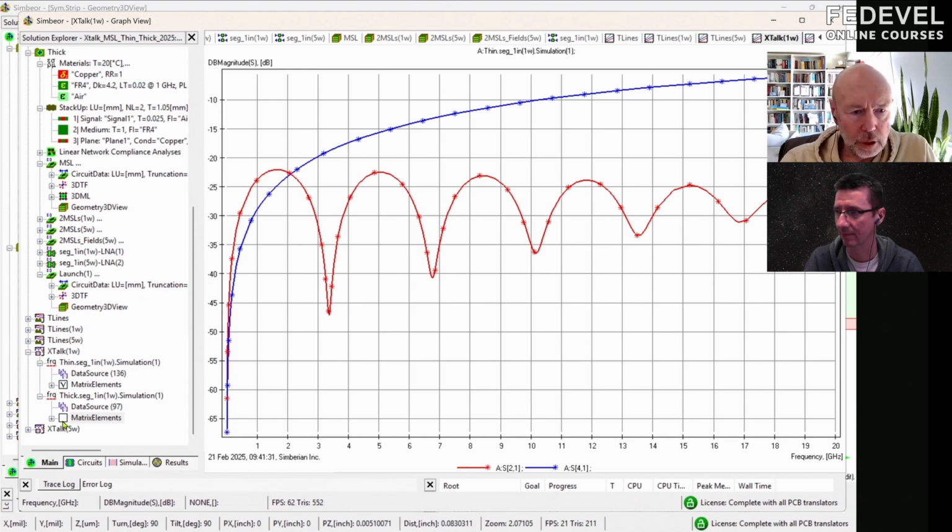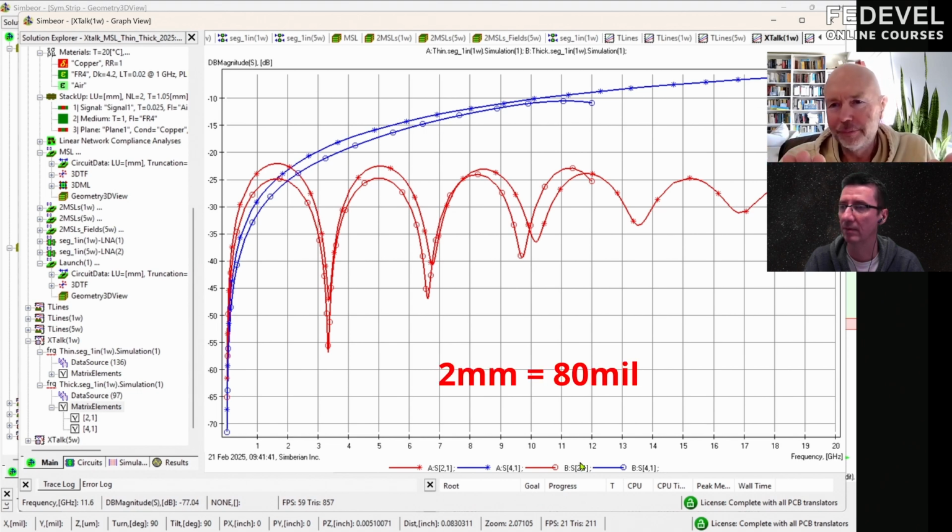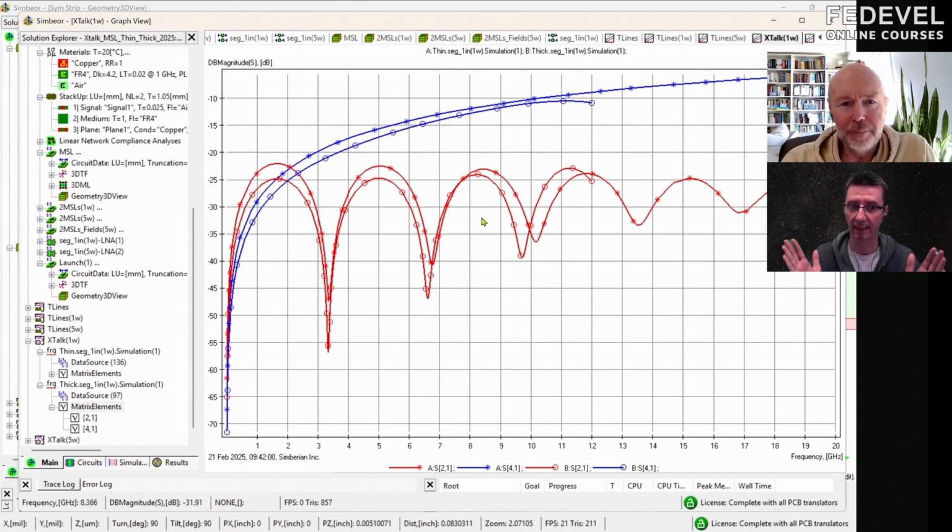But then if you take a thick substrate, again, the tracks are 2 millimeters apart. In case of thin substrates, they are just 0.1 millimeter apart, right? But there it's 2 millimeters apart. So again, the crosstalk, 80 mils. So maybe we have to also, yes, 80 mil.